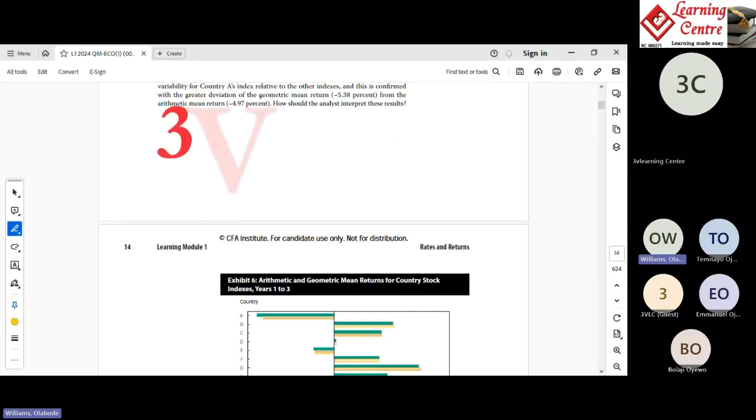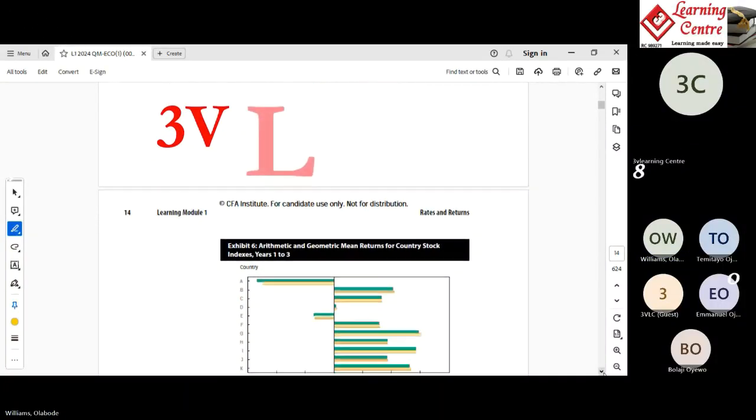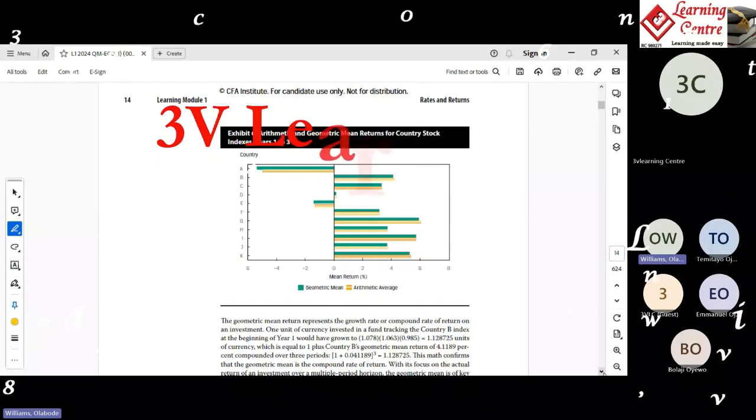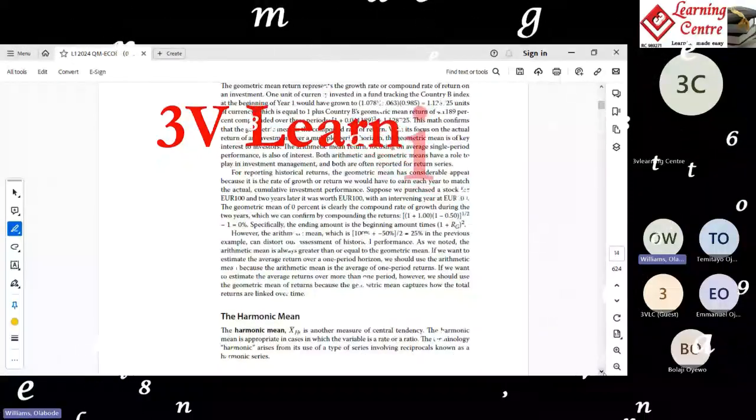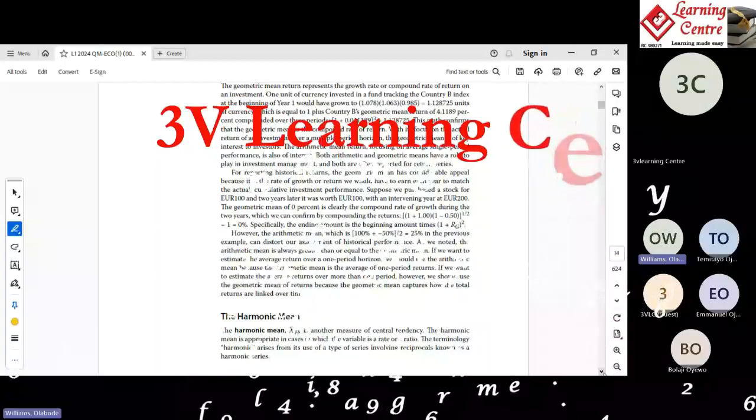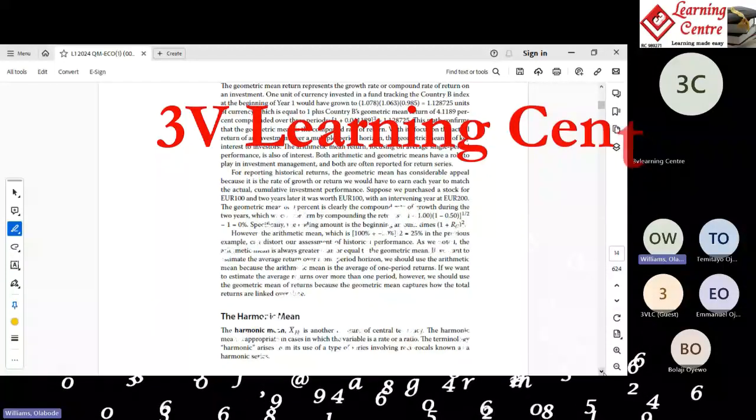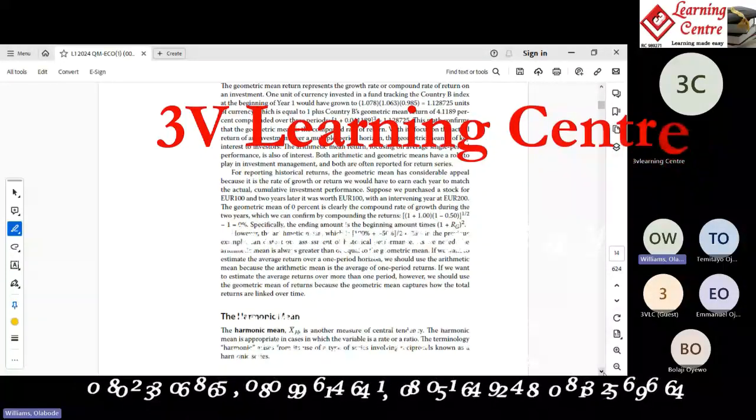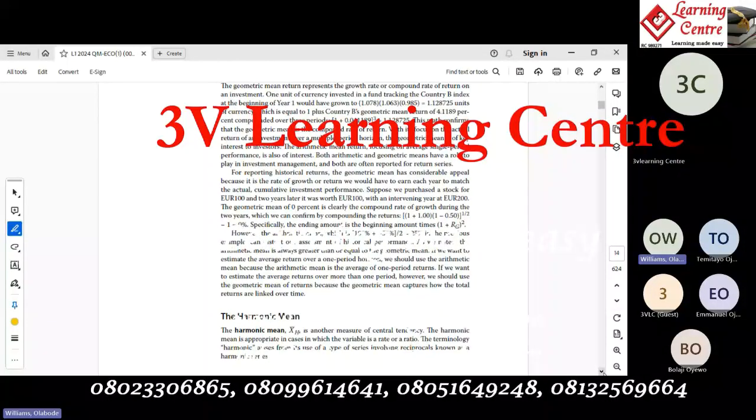Last class, I think we looked at the arithmetic mean, and then we looked at the geometric mean. So today we will start with the harmonic mean, which is the third main type of mean calculation. And then we will go to the second part of this module.